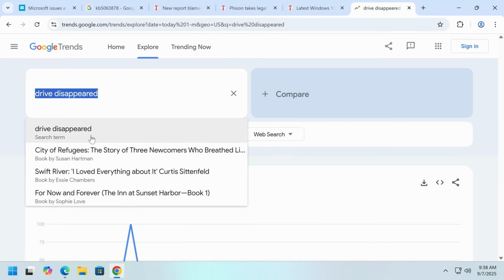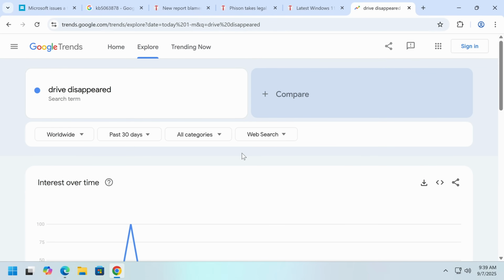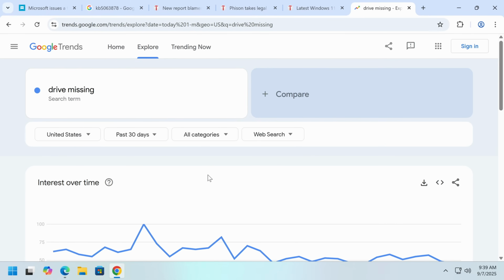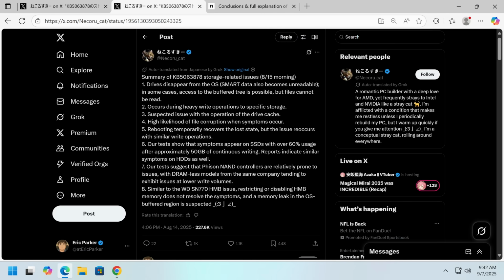One's pretty low volume. Try switching that to worldwide. Not a lot going on here. And this is the actual source from the 14th of August, where they went through and they tried, and this is what they found. This, of course, is a Grok translation. Nothing here looks wrong. I did check this on some other translation sites.